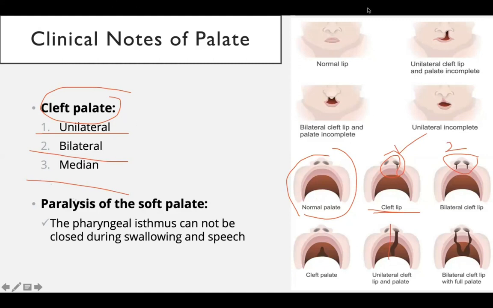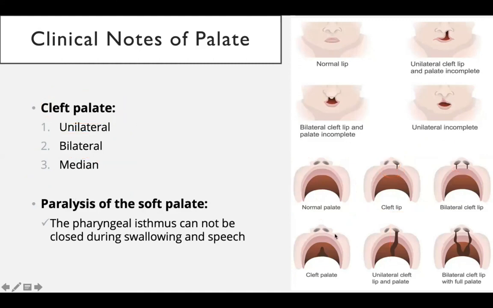Now we also have some other things here. This is also a cleft palate, but it's not complete. And then there is unilateral cleft lip and palate, a cleft in the lip and palate. This is the lip, and this is the palate. So it's crossing all. This is the palate inside, and this is out of the lip, going bilaterally. So bilateral cleft lip with full cleft palate.